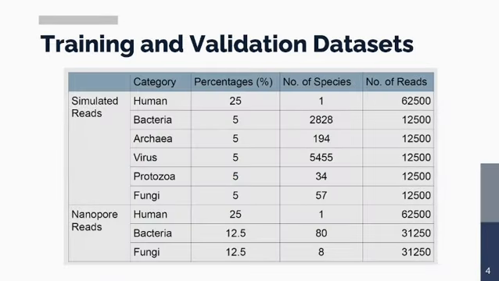We trained and validated our model using 2 datasets of 250,000 reads each. Half of the training data comprised simulated reads randomly sampled from reference genomes, 50% human and 50% from 5 microbial classes, with species counts and read distributions shown in the table. The other half consisted of nanopore reads, equally split between human and microbial classes. Reference genomes were sourced from NCBI GenBank and nanopore reads from NCBI SRA.